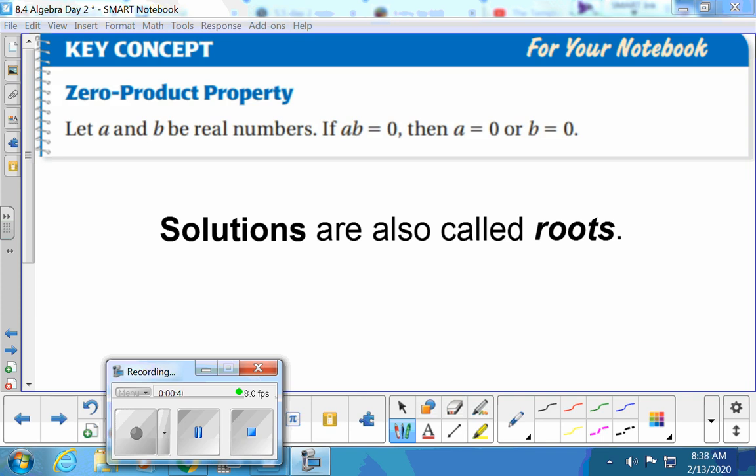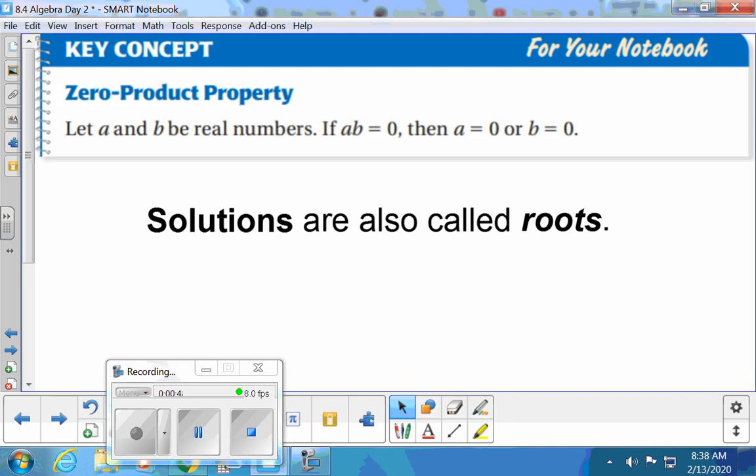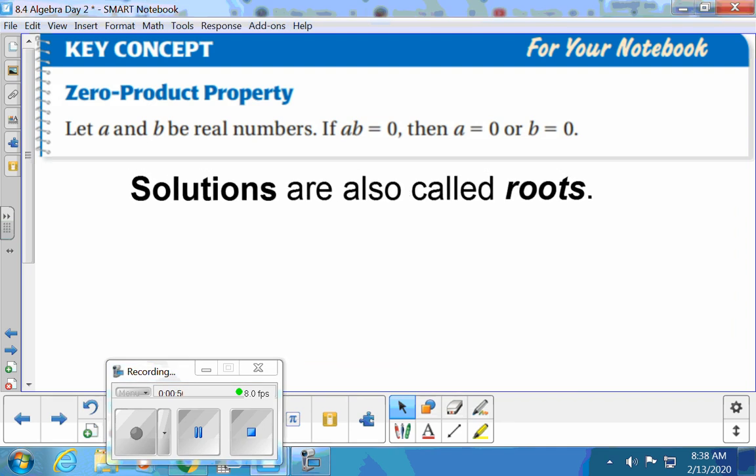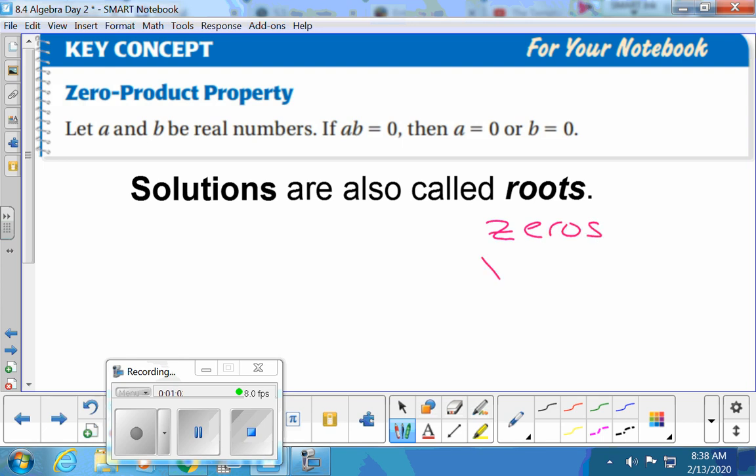One thing to realize is that in math books and math classes, they will oftentimes call solutions to something roots. They'll also call solutions zeros, and believe it or not, they will call solutions x-intercepts. So all those words can be interchangeable. Solutions, roots, zeros, and intercepts are all the same thing. So if you hear me using one of those 4 words today, you'll know what I'm talking about.